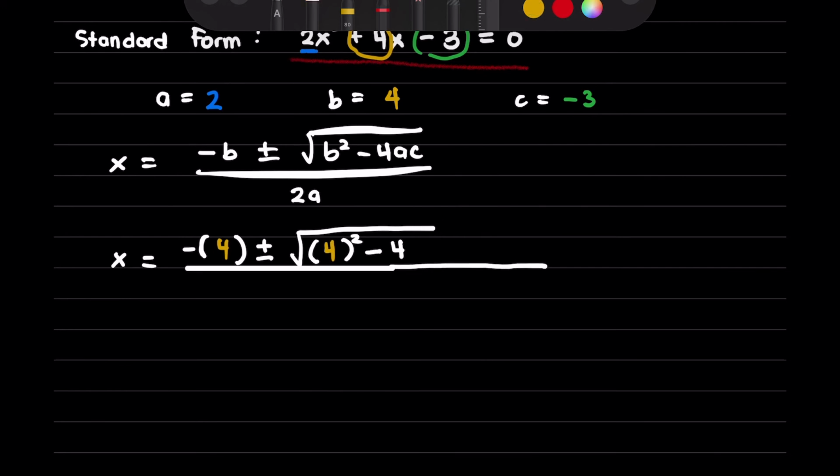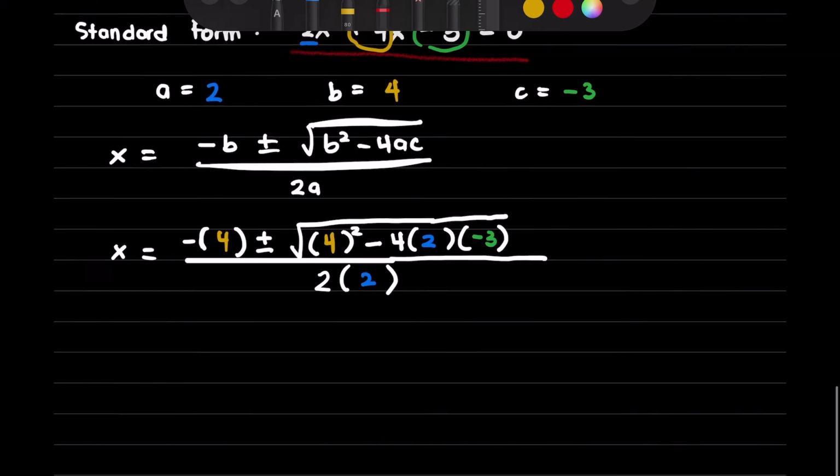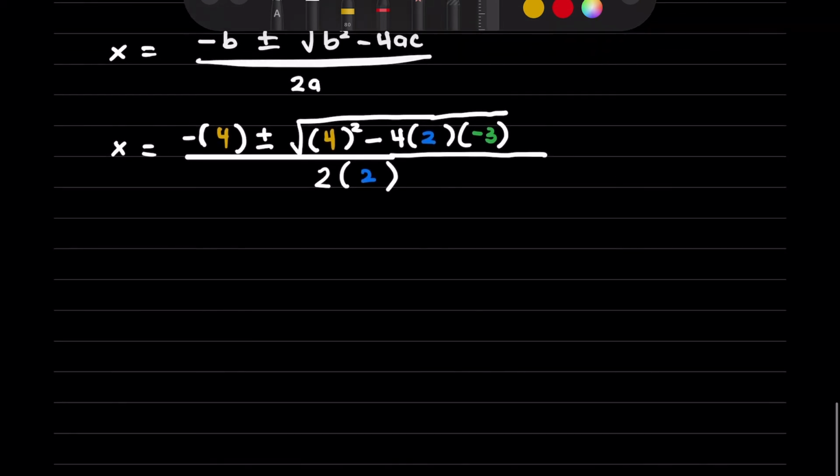Minus 4 times A times C. Ang A natin is 2. And our C, the value of C is negative 3. So, all over 2 times A. Ang A natin is 2. Okay? I-work out na natin yung ating solution.